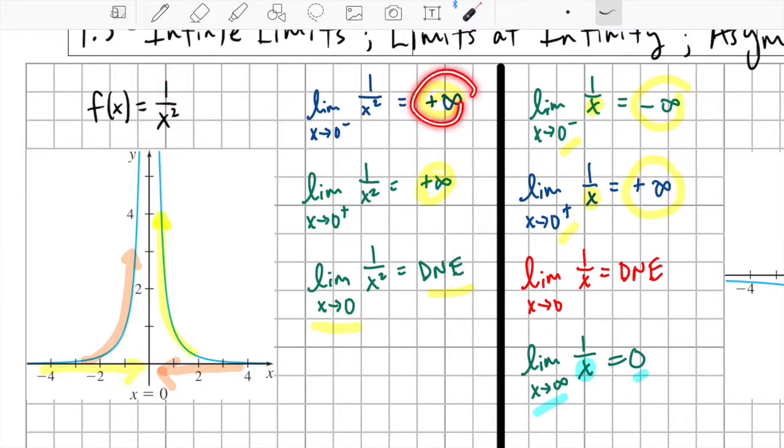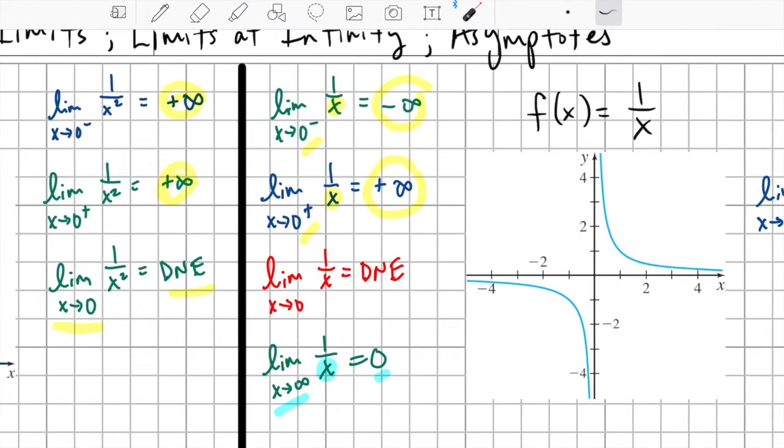And look at the limits. They both go to infinities. They're infinite limits. Same thing here. The denominator is approaching 0. So therefore, the limit becomes an infinite limit.